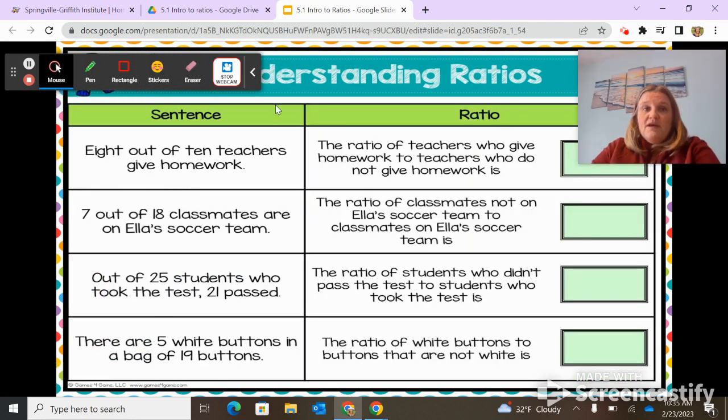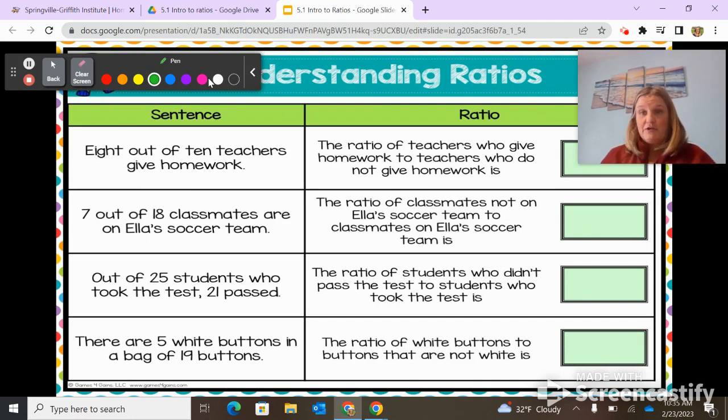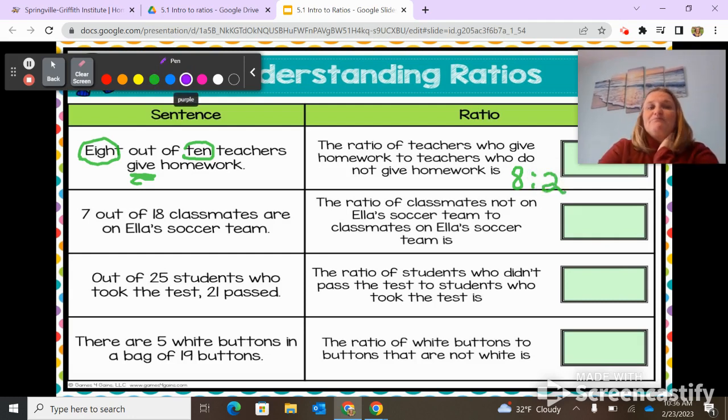Okay, so here we go. We have to figure out, using some word problems, how to write this ratio. So we have 8 out of 10 teachers give homework. The ratio of teachers who give homework, which would be 8, to who do not give homework. Now, if 8 out of 10 give homework, how many don't give homework? We know that there are 10, 8 give homework. That means that 2 do not. So we have 8 to 2. Okay, let's try another one.